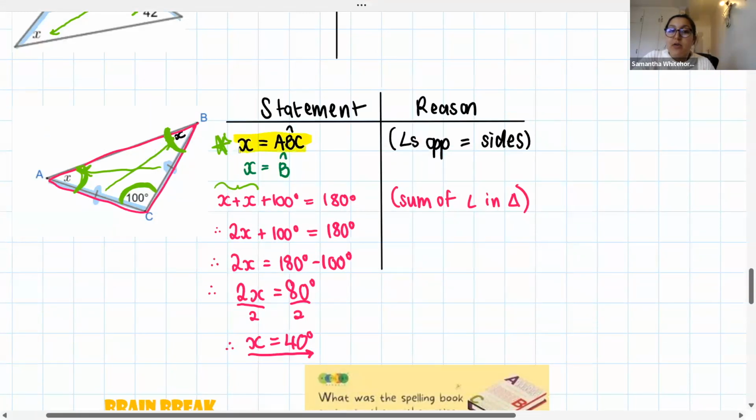So that's what I was saying earlier. If it's not given on the diagram or if it's not given in the information, you would have to give reasons for why things are equal or whatever the relationship is.